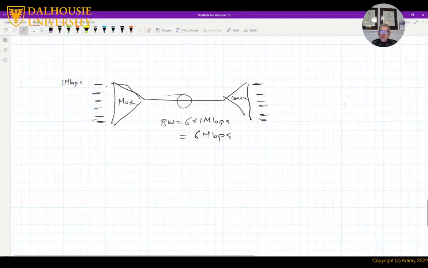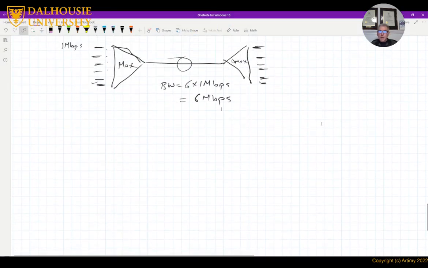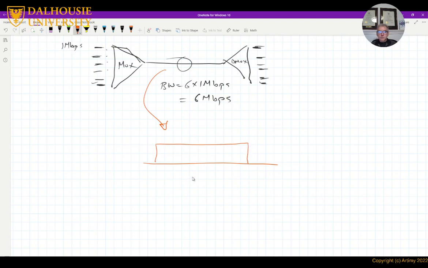All right. So the idea is, I'm going to use different colors. We have here the bandwidth available, and the total bandwidth here is 6 megabits per second. So what we do is split this into 6 pieces.